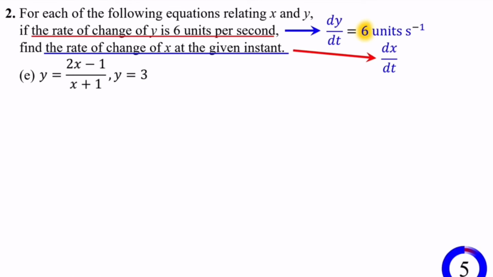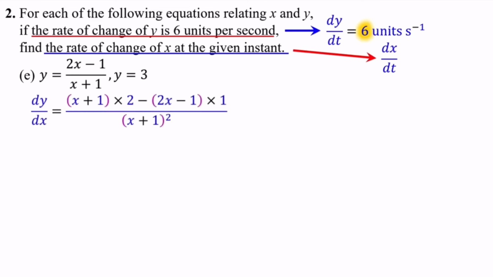For question number 2, we are going to use the quotient rule to find dy/dx. Still remember how to use the quotient rule? It's v du/dx minus u dv/dx over v squared, right? So we are going to differentiate y with respect to x. It's (x plus 1) times 2 minus (2x minus 1) times 1 over (x plus 1) squared. Simplify further, we will get 3 over (x plus 1) squared, and we need to substitute the x value, but we don't have it.